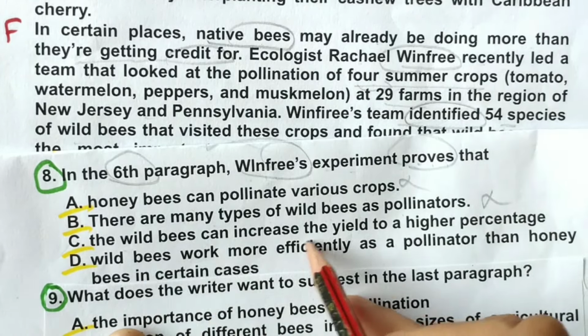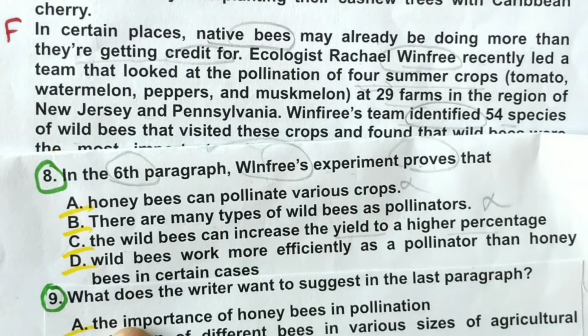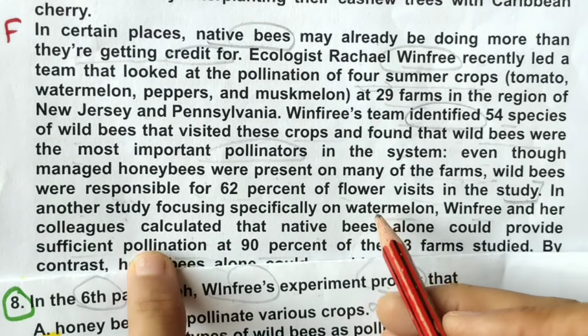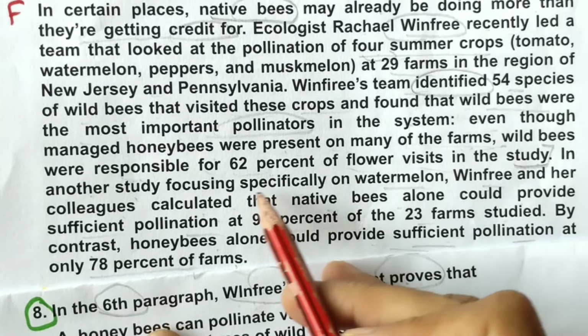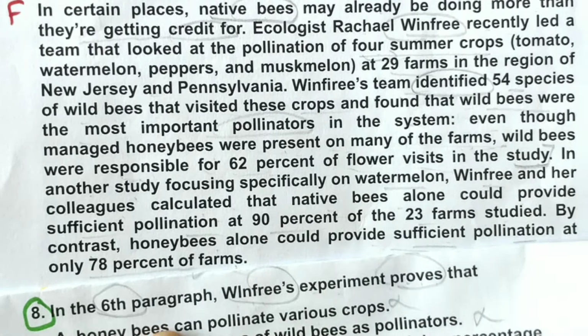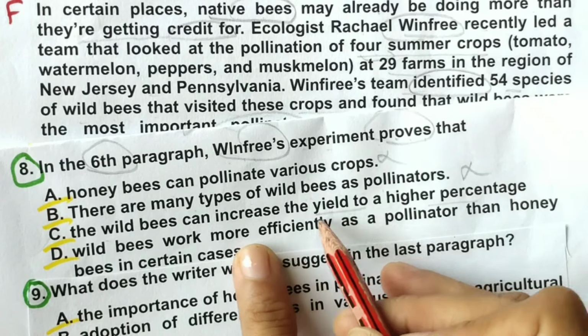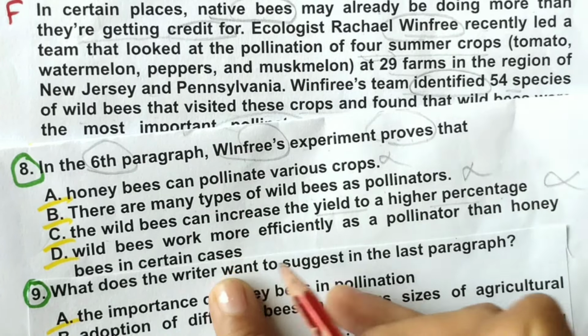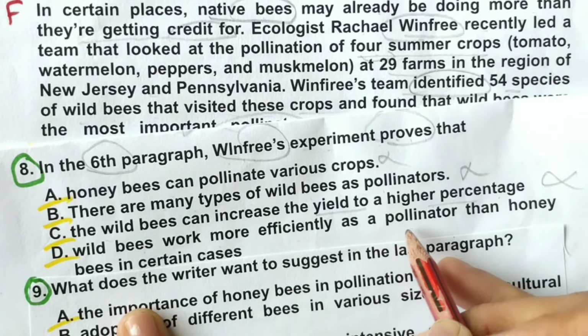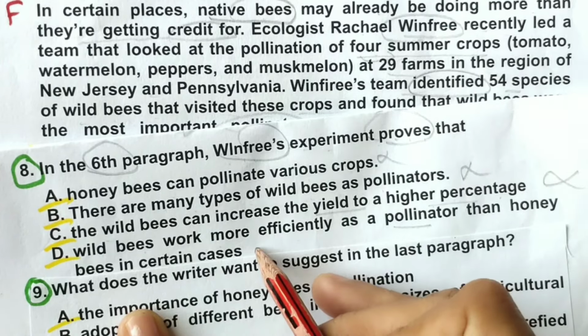The wild bees can increase the yield to a higher percentage. So yield kind of thing means wherever agriculture crop is increased, nothing is given like yield. Yield means increment in the crop production to a higher percentage. This is also not given. Wild bees work more efficiently as pollinator than honeybees in certain areas.